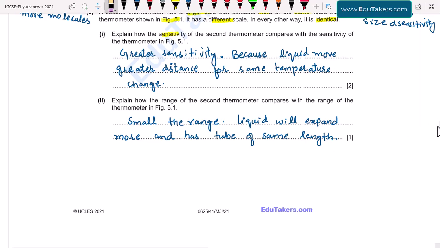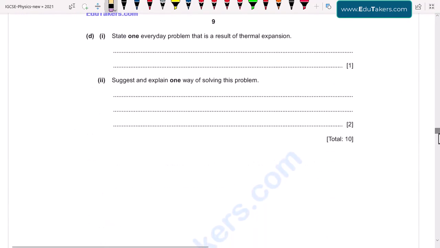Next part. Part D. 1. State one everyday problem that is a result of thermal expansion. So in thermal expansion, we know that temperature increases. If we talk about bridges, then when the temperature increases, there will be expansion in bridges and the bridge buckles in hot weather. So I write simply that bridge buckle in hot weather.